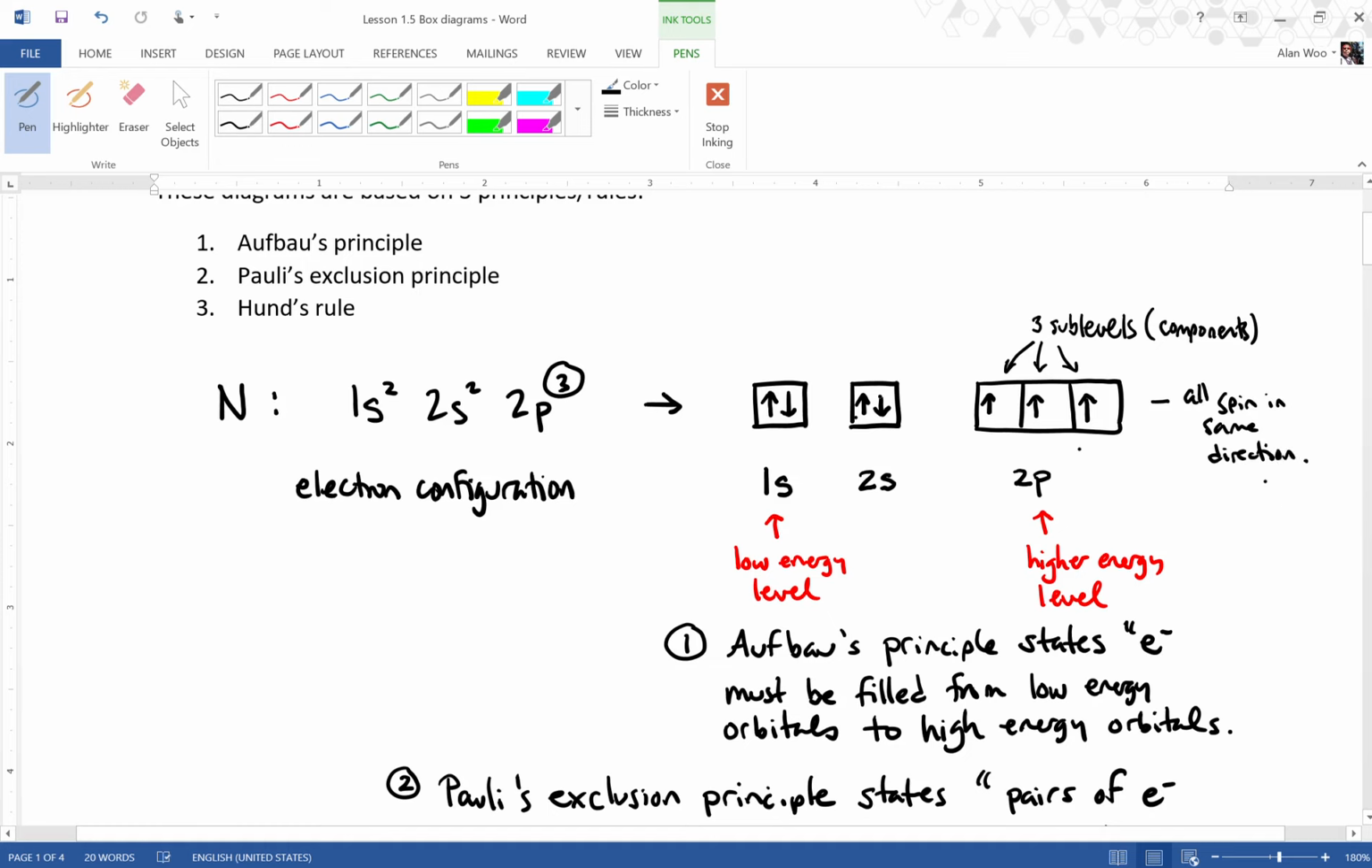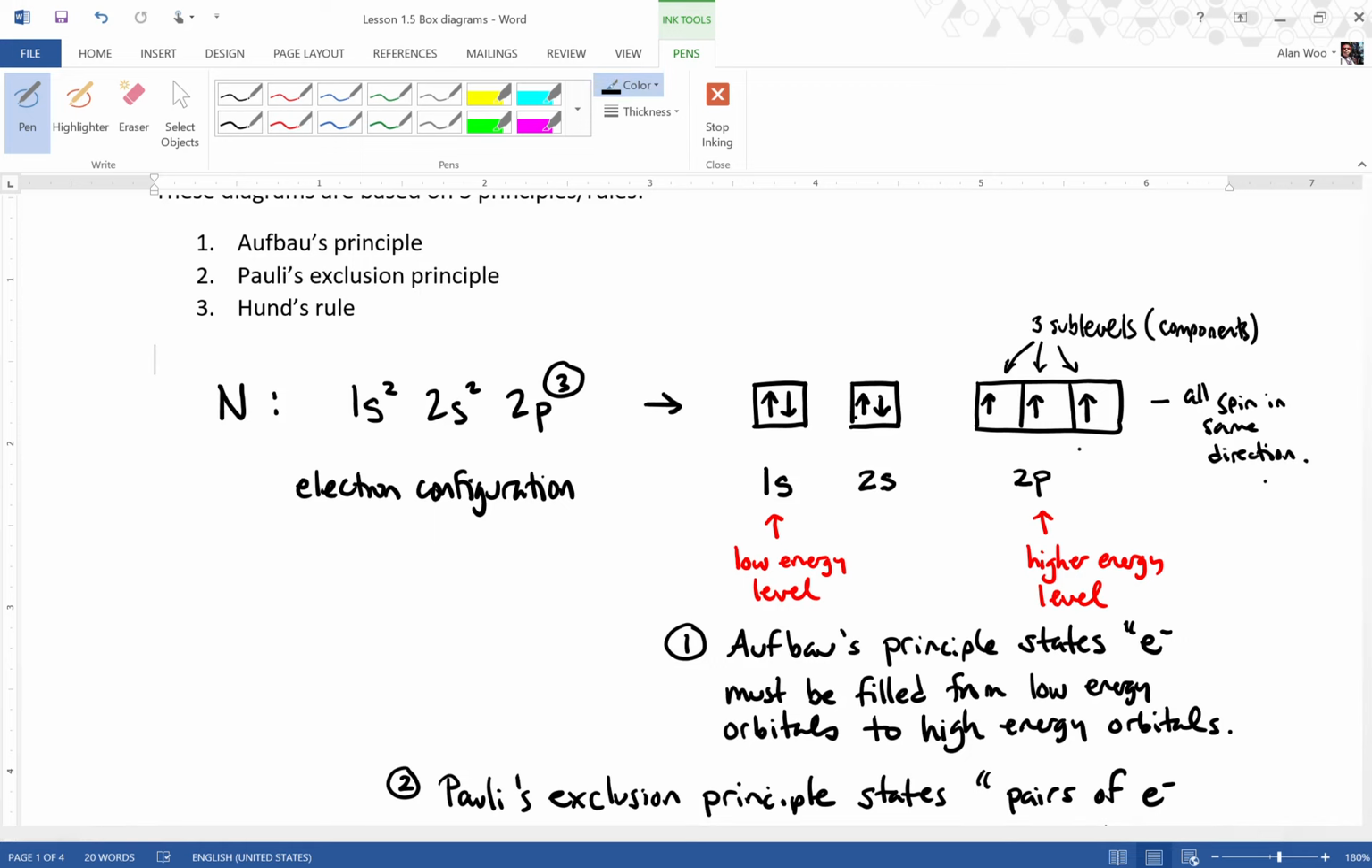So if I require another electron, I can put another electron into the first sublevel here, but it would be pointing down. If I need another one, I'll put another one into the next one. What I have right now is basically nitrogen. I have 7 electrons in total represented. My 2p orbitals have 3 electrons, and it's showing where those electrons actually are. They're placed one electron in each of the 3 sublevels, or components, all pointing in the same direction.